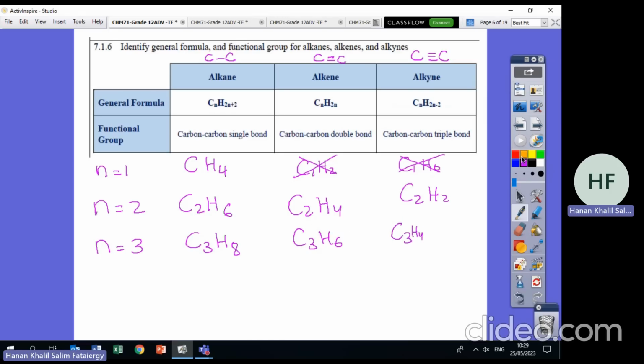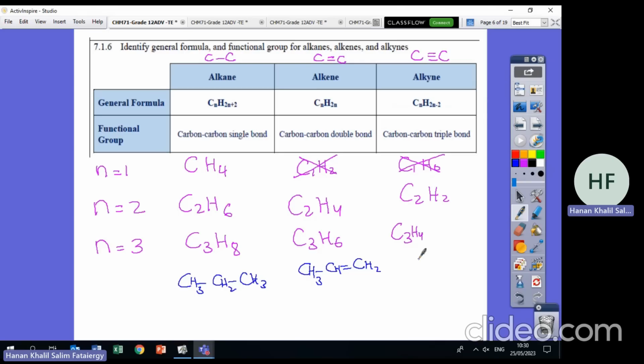Okay, if you were asked to draw the structure of C3H8, simply we will draw 3 C's. Now I have 8 H's. This is 3, and this is 2, and this is 3. 3 plus 2 plus 3, this is 8. Now, how do I draw the structure of C3H6? I would put 3 C's, and one of the bonds will be double. Now I have H6. This is 3, this is 1, and this is 2. Okay, 2 plus 1 plus 3, this is 6.